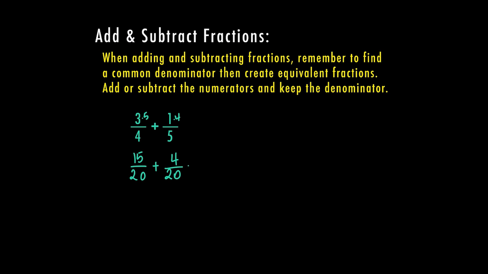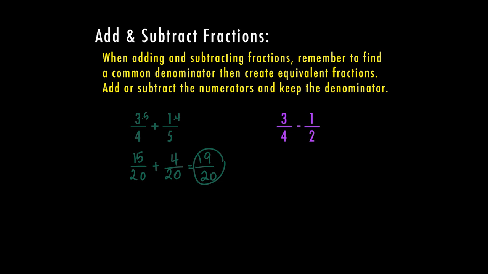So now we can go ahead and add the numerators. So 15 plus 4 is 19, and my denominator is going to stay that common denominator of 20. So 3/4 plus 1/5 comes out to 19/20, and I know I can't reduce that, so that's going to be my final answer. So let's go ahead and try a subtraction problem.